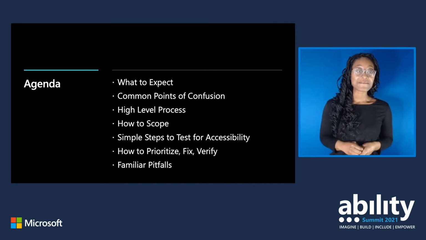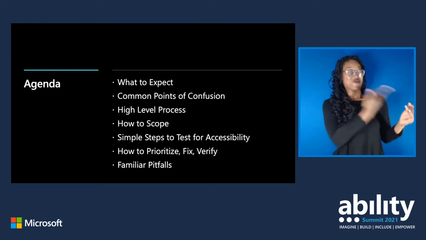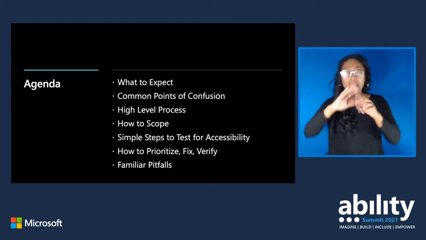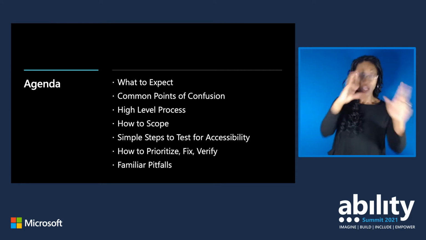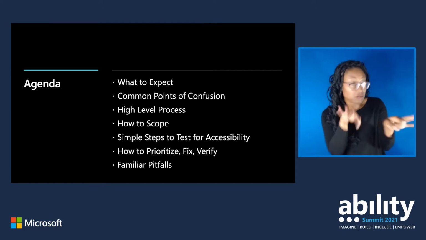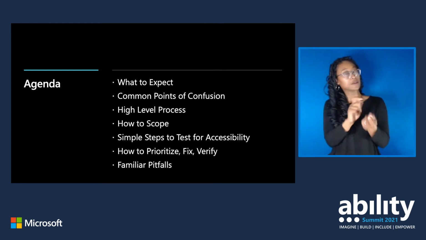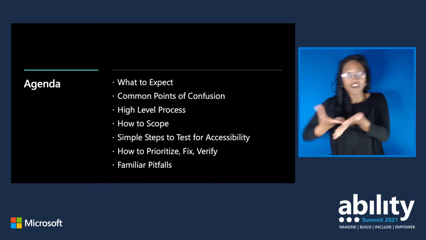So as we start on this journey, I want you to consider us your guides. We've been through this and we're here to help demystify some of this for you. So our agenda today, we're going to cover what to expect. We're going to clarify common points of confusion, outline high-level processes, give you some tips to scope your work. We're also going to give you simple steps to test for accessibility, highlight how to prioritize, fix, and verify. Then we'll wrap it up with some common pitfalls.